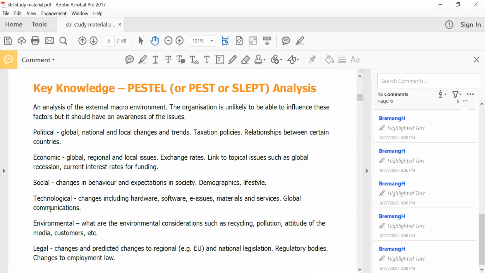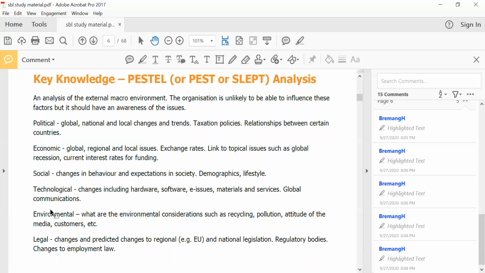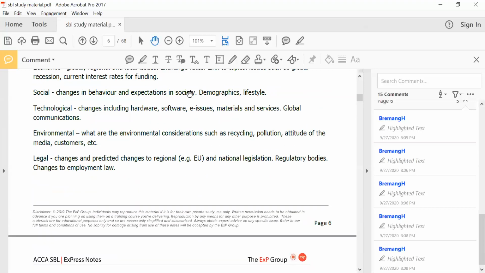If an organization is looking at the external focus, how they tend to be impacted or they tend to impact the external environment, one model that we can look at is what we call the PESTEL analysis. P stands for political, E stands for economic, S stands for social, T stands for technological, E stands for environmental, and L stands for legal. Some providers do not talk about PESTEL, they look at PEST or sometimes SLEPT in that regard, right?